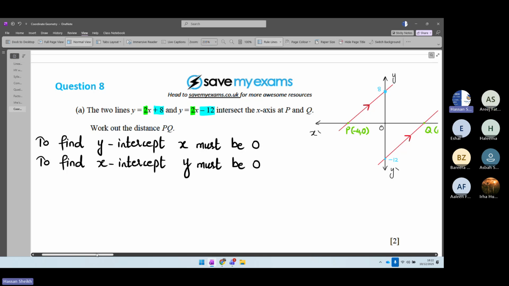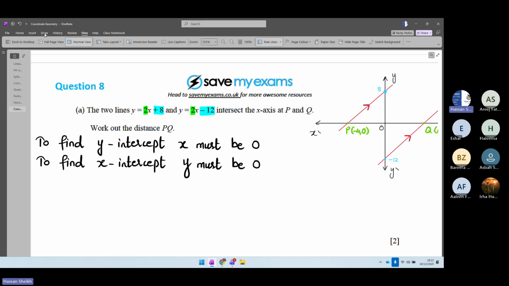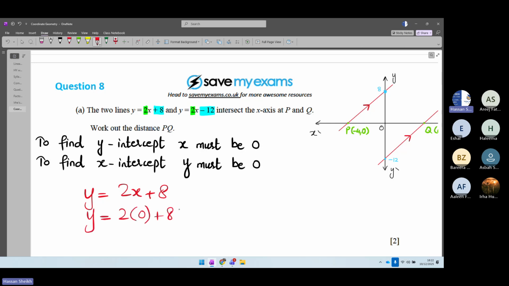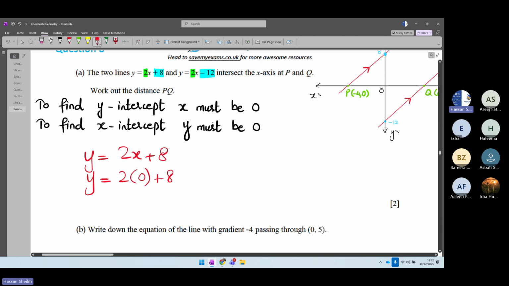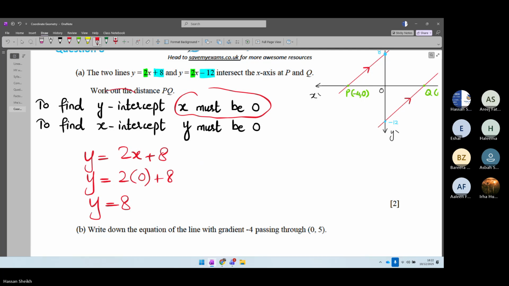Now check out the first equation. What is the first equation? Is that y equals 2x plus 8? What if I substitute x as 0? Y equals 2x plus 8. Let me substitute x as 0. Why am I substituting x as 0? Because I am finding the y-intercept. Now tell me, what is the y-intercept? Is that 8?